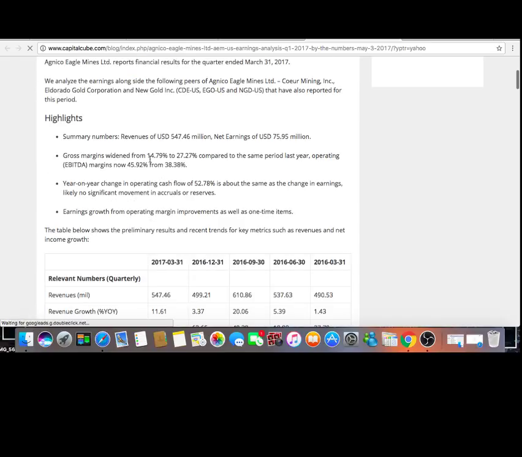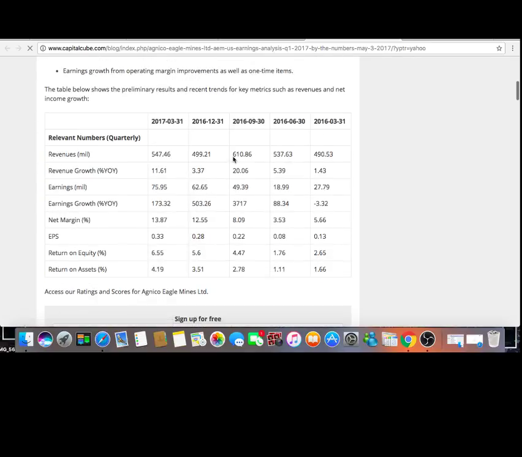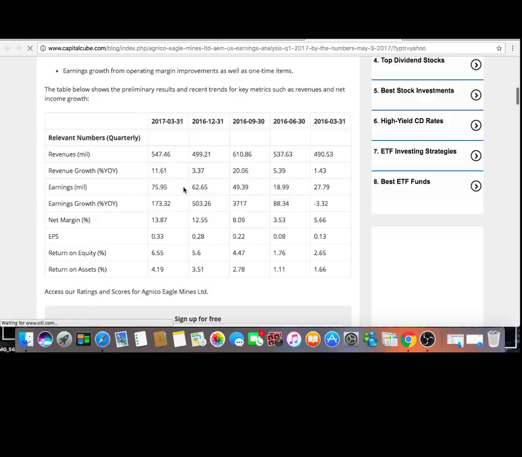Yep, there we go. Gross margins widened 13%. EBITDA is now up 7%. And so it was going up, and it took a little dip, and now it's going back up. EPS has strongly been going up, except for this one quarter. So that's good. Earnings keep rising. So this is one I would go into, definitely.